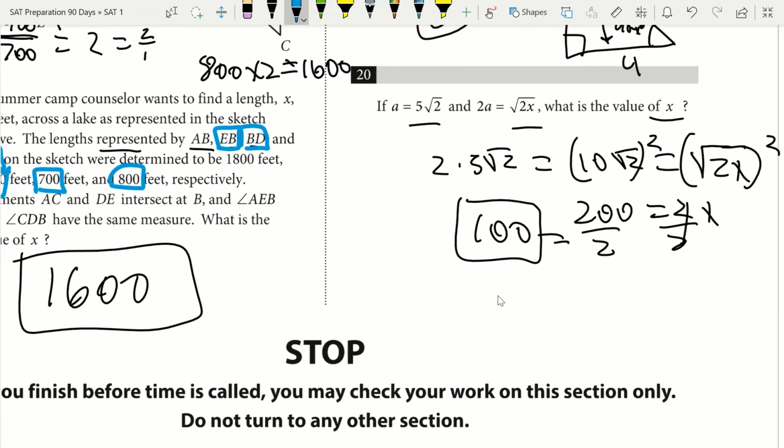A is 5 root 2. 2a is that, so I got to do 2 then. 2 times a, so 2 times a. That's going to be 2 times 5. That's going to give me 10 root 2. 10 root 2. I square each side to get rid of my root. That's going to give me 100 times 2. That's 200. And then I square my other side, which is this root 2x. I square that. That's giving me 2x. Divide each side by 2. That means 100 equals x. Okay, that one's checked as well.